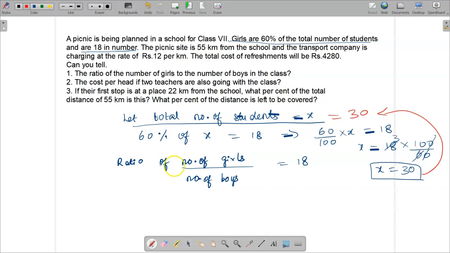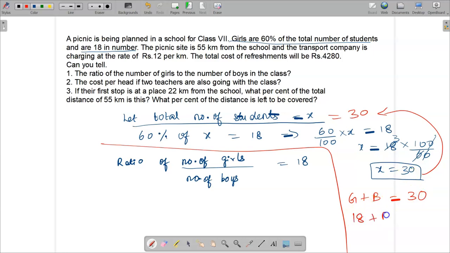So the ratio of the number of girls to the number of boys we have to determine, right? We know that x is equal to 30. So already the number of girls is given as 18. Girls plus boys is nothing but the total number of students, which is 30. Girls count is 18. Let me keep boys as it is, which is equal to 30. From this find out the boys count. So 30 minus 18 is the boys count, which is 12. So the boys count is 12.